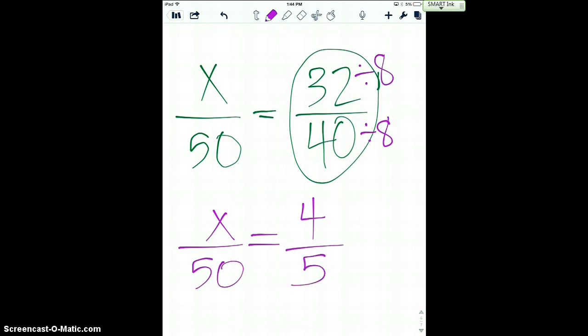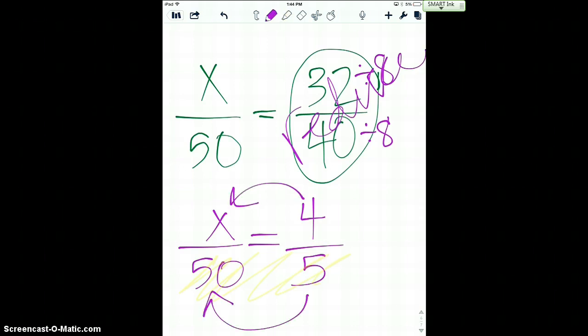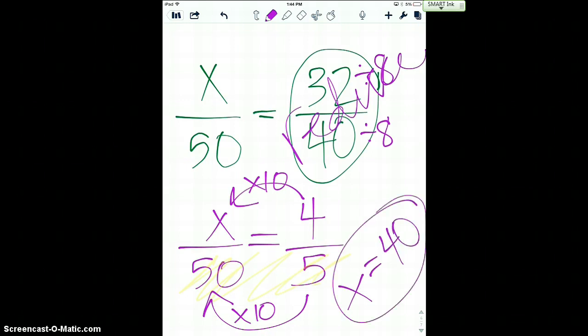And now what's nice is when I reduce it, I don't have to use algebra because now I see a relationship between the 5 and the 50. So I need to get from the 4 to the X, so I'm going to draw my arrow this way. To get from the 5 to the 50, I'm going to multiply by 10. So to get to the X value, I'm going to multiply by 10. So the unknown X value is going to be 4 times 10, which is 40.